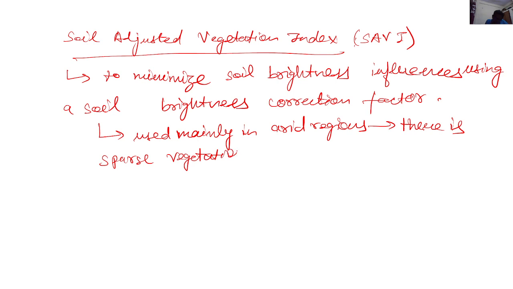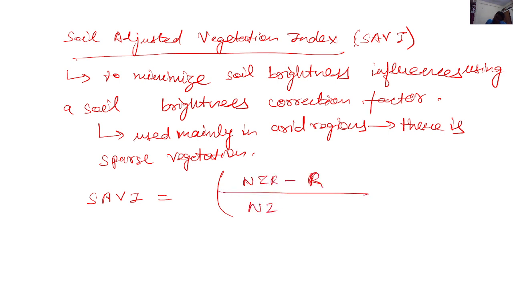So SAVI, the formula is like this: NIR minus R, divided by NIR plus R plus L, times 1 plus L. You know what NIR is: the reflectance in the near infrared band. R is the reflectance in the red band. L is something which you don't know, by the way.